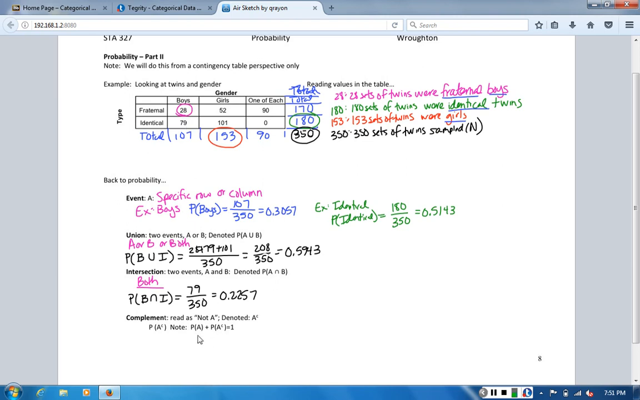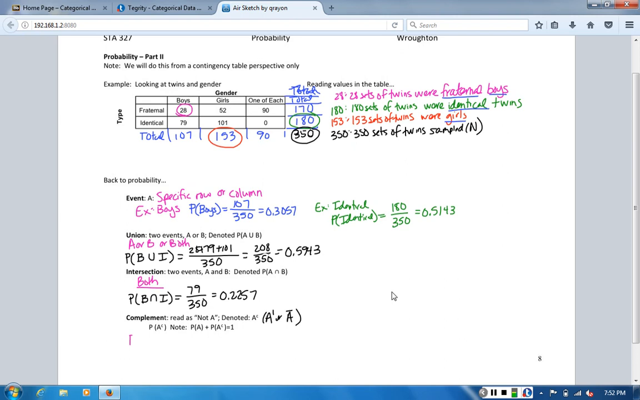Another type of event is called a complement, which is read as not A, or sometimes written as A with this little C superscript. You also might see A prime, for those of you that have seen that before, or A bar. There are different ways of writing that. The complement is basically the opposite. It's what's left over. If you complement something, you usually make up for what's missing. So let's do one here and see if that makes sense.